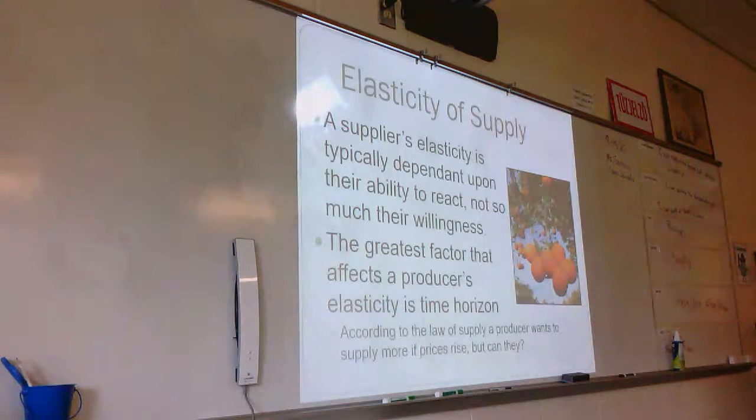So yeah, the biggest factor that can change elasticity is time, right? If you give these farmers enough time, yes, they can produce more pecans, but as far as this year or next year goes, that supply is pretty inelastic. They can't drastically change it.